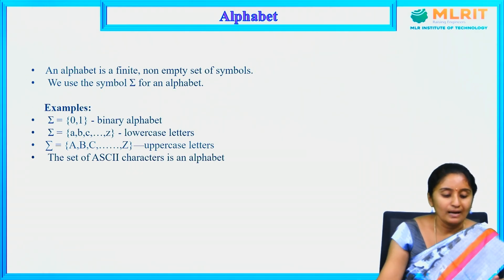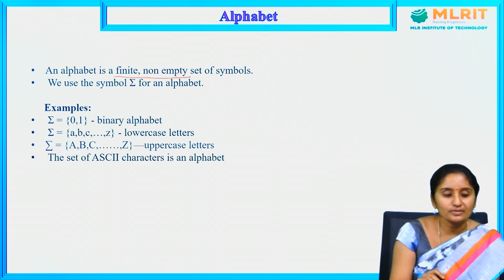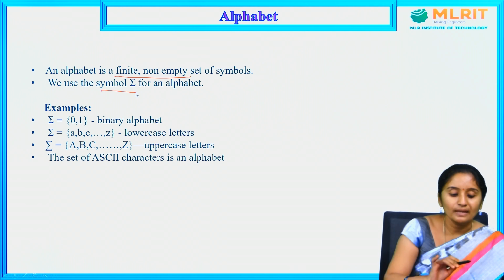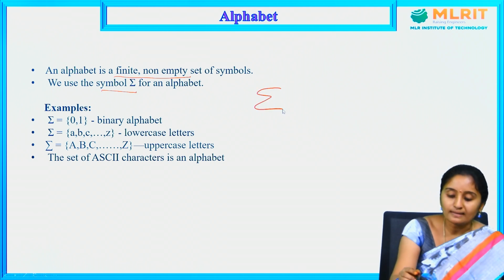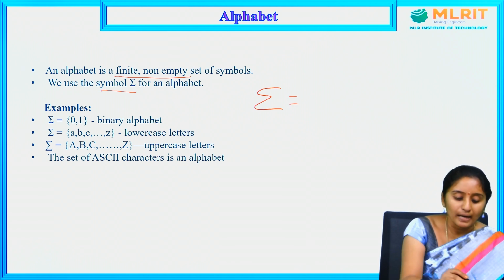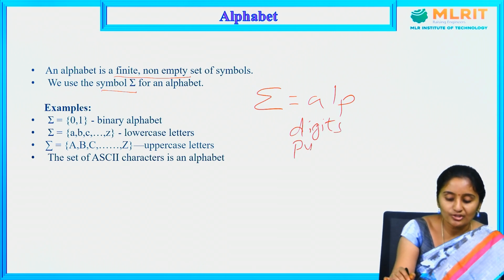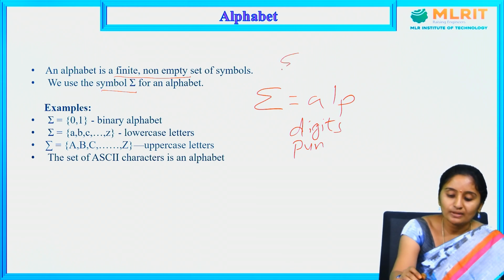So what is an alphabet? An alphabet is a finite non-empty set of symbols. In an alphabet, we represent it with sigma. Sigma is used to represent the alphabet. It consists of a set of symbols. The symbols can be alphabets, digits, letters, or punctuation, anything can be written as an alphabet. That is represented using sigma.